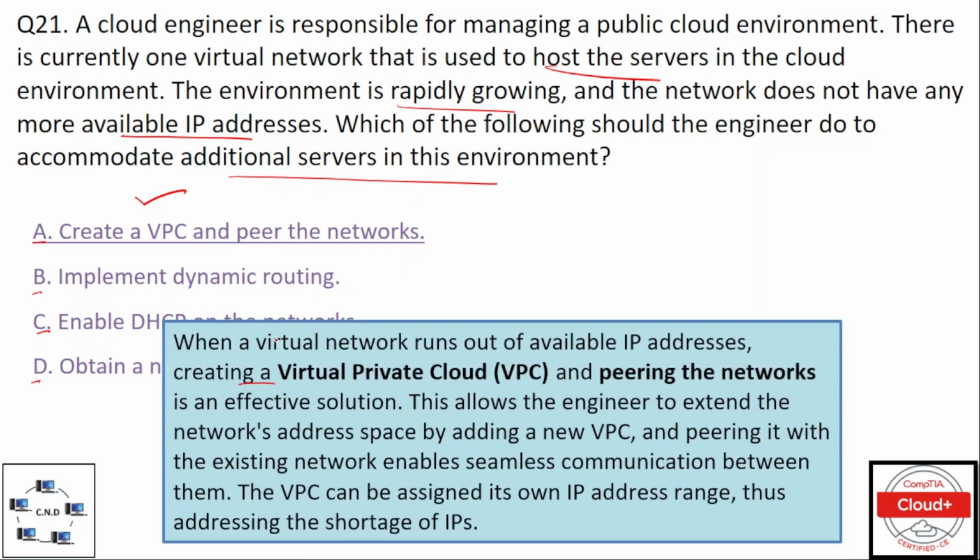So the explanation is that when a virtual network runs out of available IP addresses, creating a virtual private cloud, that is VPC, and peering the networks is an effective solution. This allows the engineer to extend the network's address space by adding a new VPC and peering it with the existing network, which enables seamless communication between them. The VPC can be assigned its own IP address range, thus addressing the shortage of IPs.